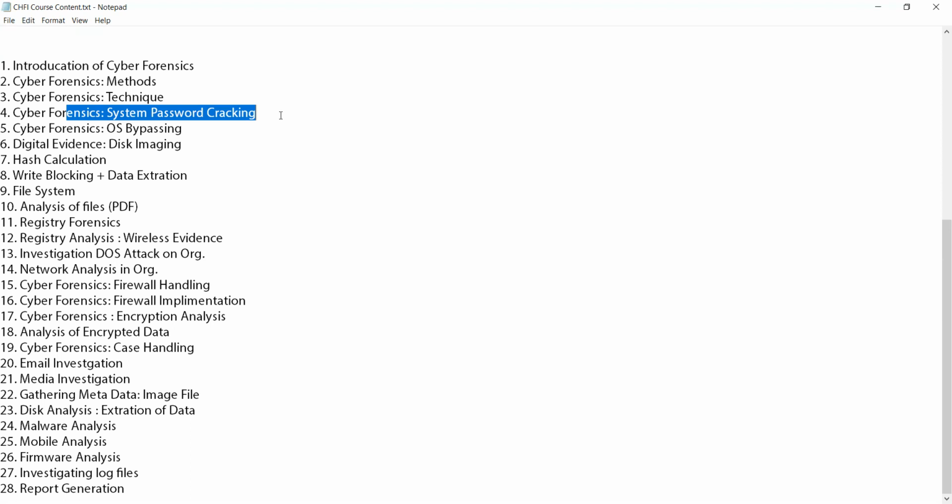So we gather the hashes of the different files on the basis of the MD5 hash, the SHA-1 hash, and SHA-256. These are all the things which you have to cover from the hash calculation topic.